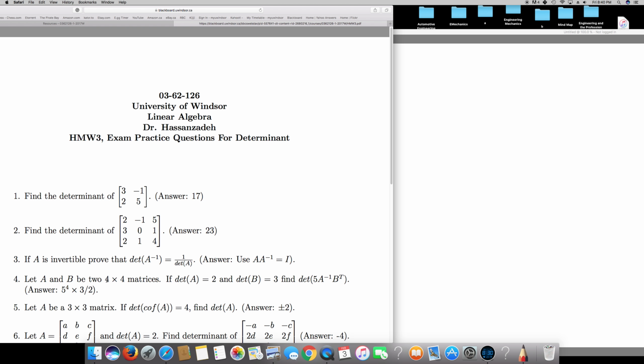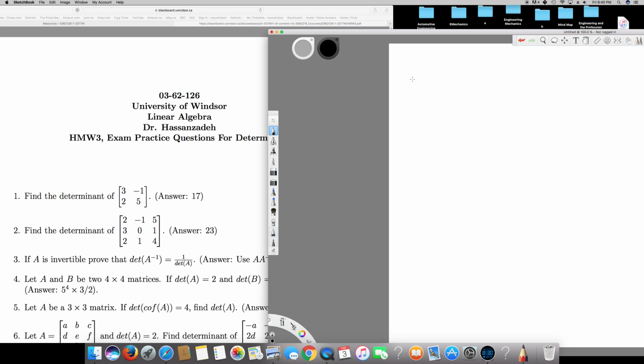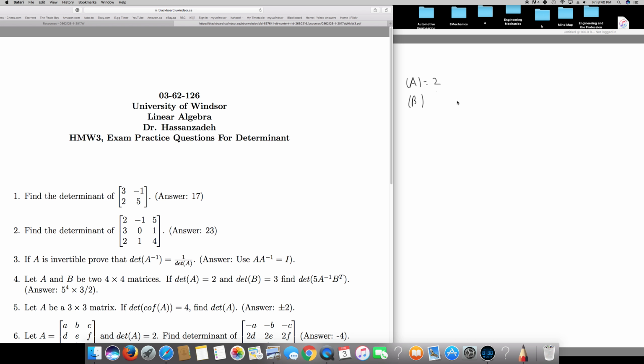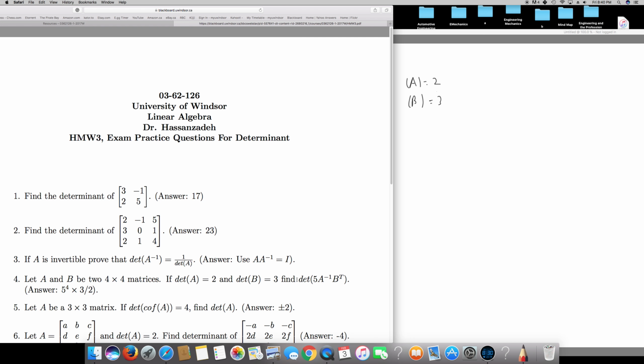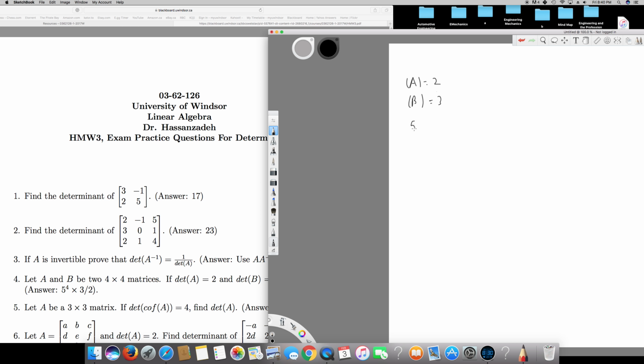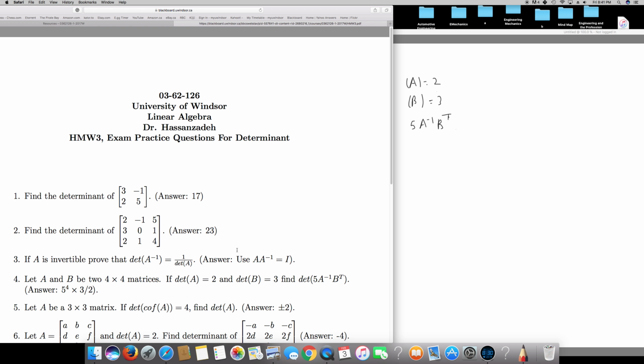Let A and B be two 4 by 4 matrices. If determinant A is equal to 2 and determinant B is equal to 3, then they are asking to find the determinant of 5A inverse and B to the power of T. So let's see what we can do right here.